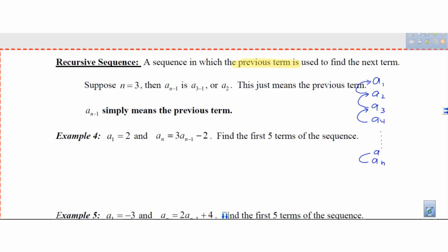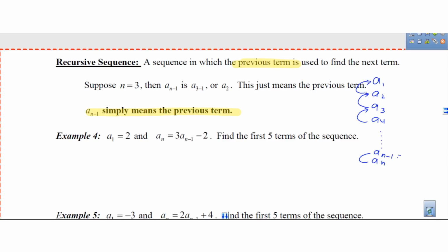Look, A sub 4, A sub 3. The A sub 3 previous term is A sub 2. A sub 2 is A sub 1. So A sub n would be A sub n minus 1. Yep, you just subtract 1. 4 minus 1 is 3, 3 minus 1 is a 2, etc. So A sub n minus 1 stands for the previous term. That's really all you have to remember. Okay? So look at question 4.